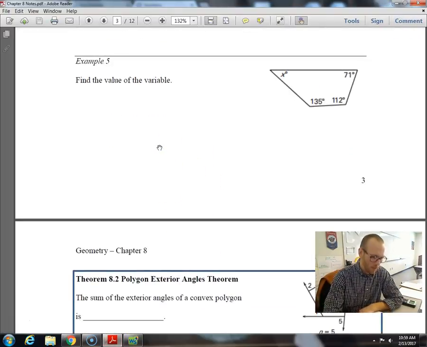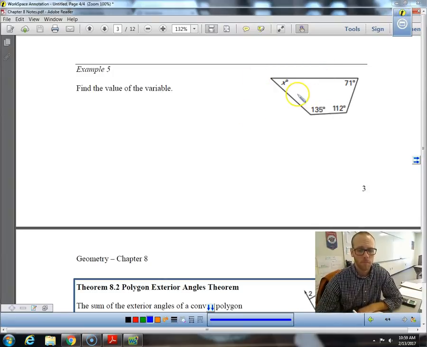Find the value of this variable. Sometimes I'm going to give you a polygon and I want you to solve for x. It might be an angle measure. There might be more than one x in here. But if I want to solve this, I know the other angle measures. I need to know what the sum of those angle measures are. Now this is a quadrilateral, 4 sides. What do the angles in a quadrilateral add to?